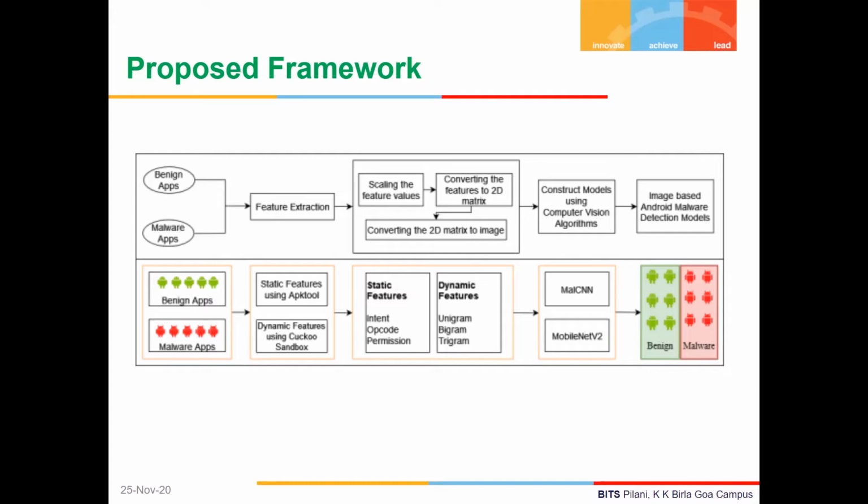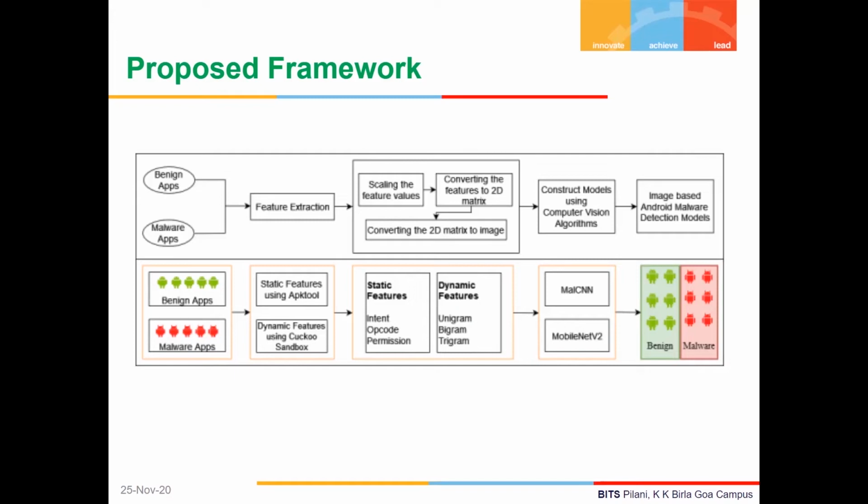The second step is extracting features from Android applications for construction of the image-based malware detection model. We extracted three static features: intent, opcode, and permission, and this was done using APKTool. We also extracted three dynamic features derived from system calls, which are unigram, bigram, and trigram. This was done using a Cuckoo sandbox and Wireshark.